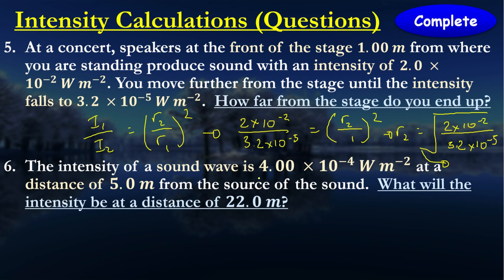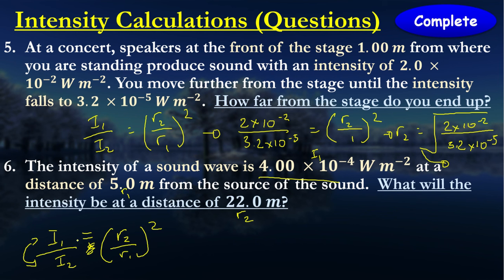Going through the second one, we have a sound wave, and we can call that I1. Then we add a distance there, that's R1. What would the intensity be if we went to this particular distance? That's R2 there. So I1 over I2 equals R2 over R1 squared. There's a couple of ways you can go about it. You can rearrange to make I2 the subject.